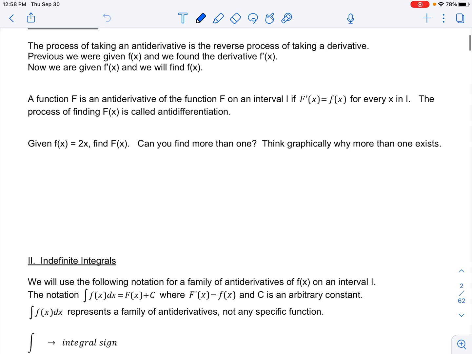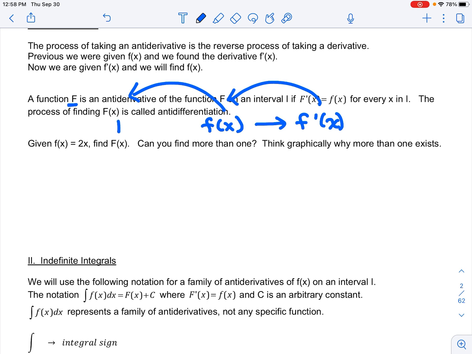Now, we're going to introduce the idea of a capital F also. If I give you f of x and I ask you to find the derivative of that, that would be called f prime of x. So we've done this before. But now if I go the other direction, if I give you f prime of x, going back to that original function, which I'm going to call one layer up, is called f of x. But if I go one more layer up, so if I give you f of x and I ask you to give me that function, we're going to call that capital F of x. So this would be the order.